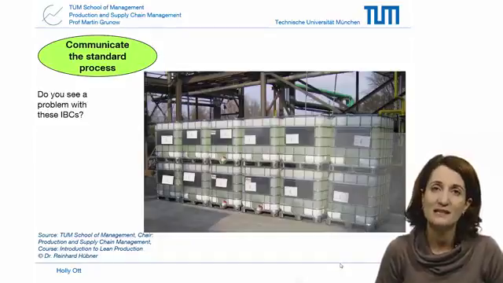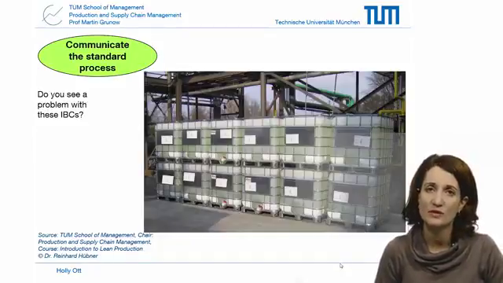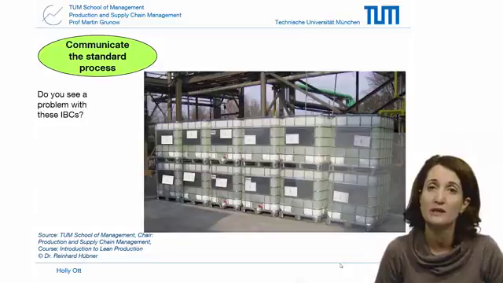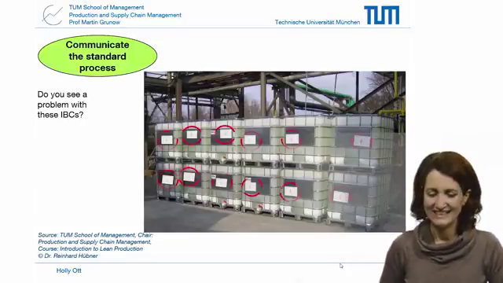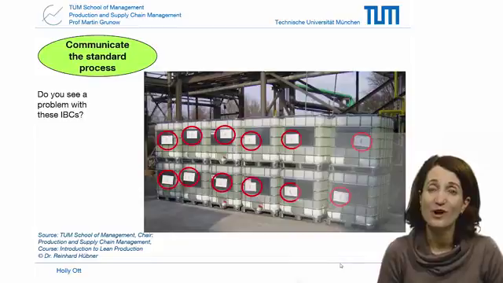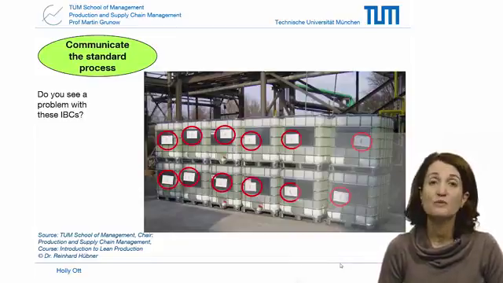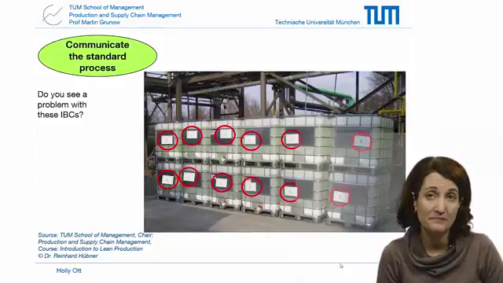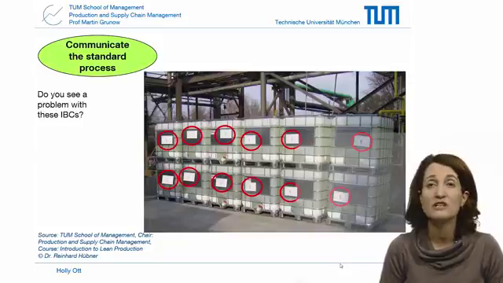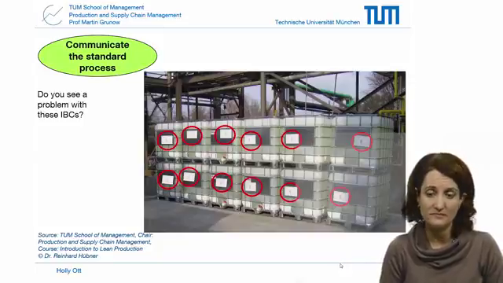What do you see as a non-standard process here on these intermediate bulk containers, or IBCs? It's not a hard question. What's non-standard here? The labels are all placed in different positions on those IBCs. And so this could be a problem if the customer uses an automated label reading system or has a particular way of arranging the IBCs in their warehouse.